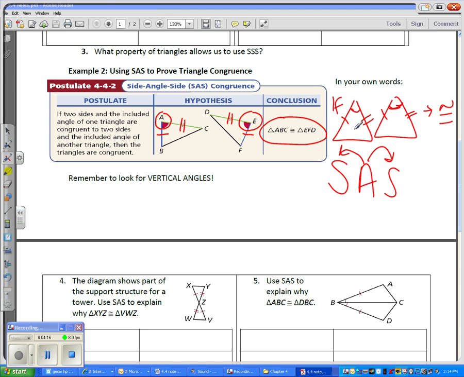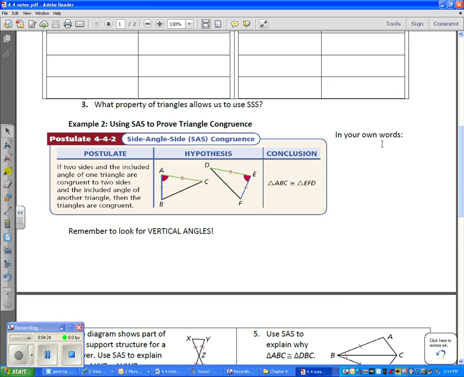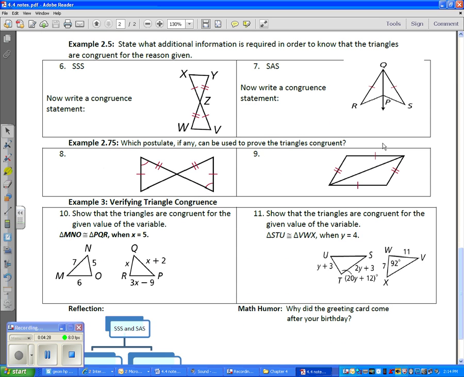I don't have to go ahead and tell you all the rest of the information. I don't have to prove that. I know it's a fact. And I can show you why tomorrow in class. We're going to skip the proofs. We'll do the proofs another day. Promise. Let's go ahead and skip down to example 2.5.